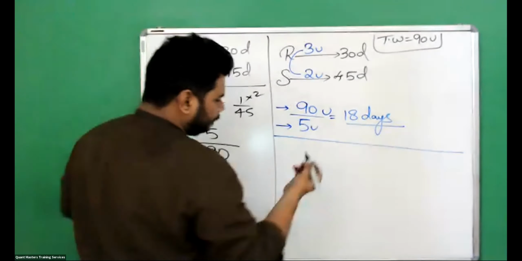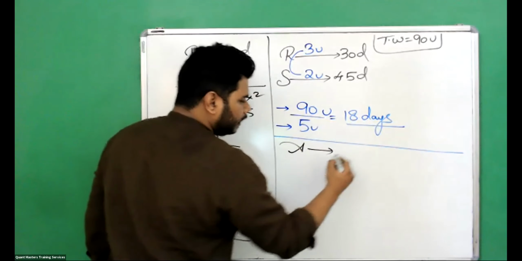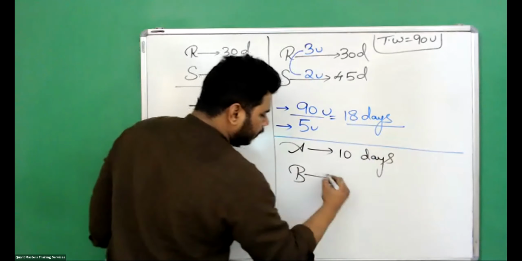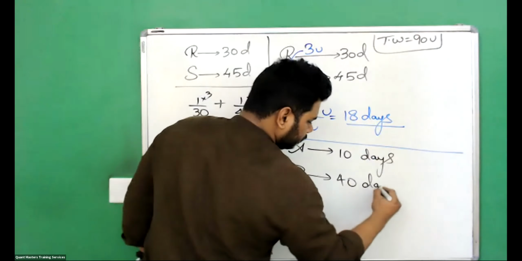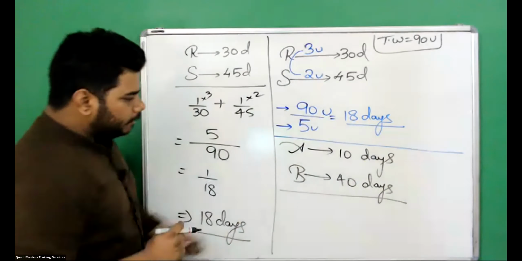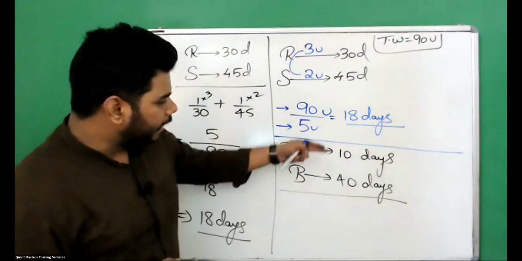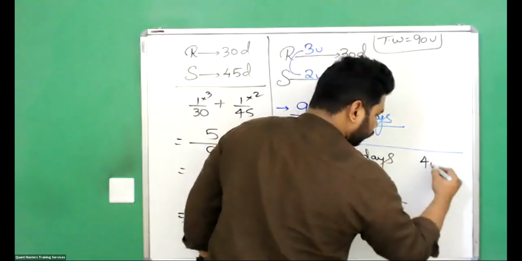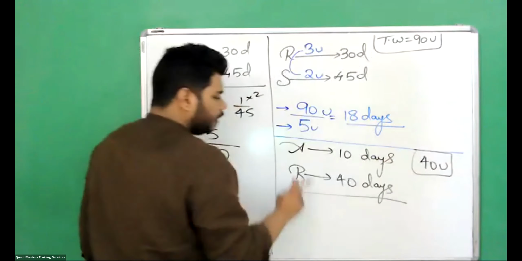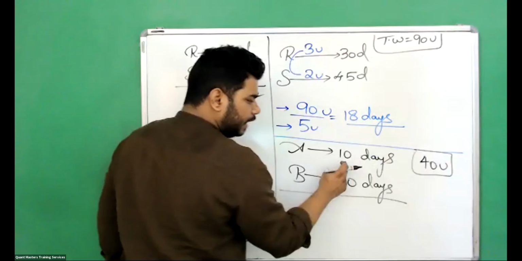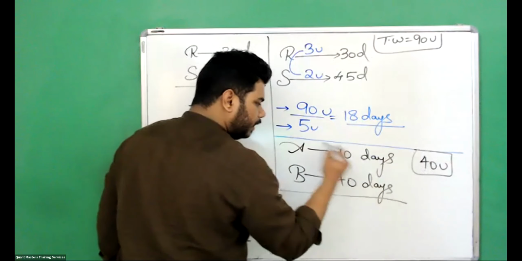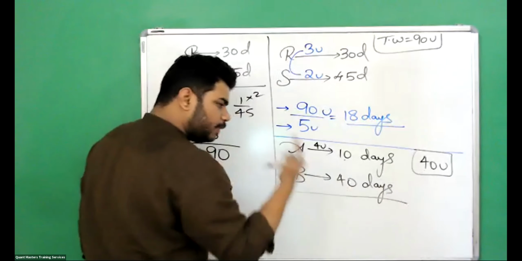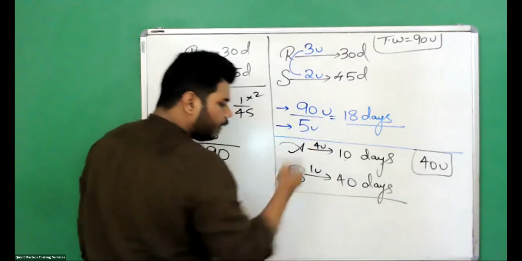Let me say A is completing the work in 10 days, and B is completing the work in 40 days. People tell me, what is the LCM of 10 and 40? Sir, LCM of 10 and 40 is nothing but 40. So total work is 40 units. A completes 40 units in 10 days, which means in one day he's doing 40 by 10, 4 units. B is completing 40 units in 40 days, which means in one day he's doing 1 unit.